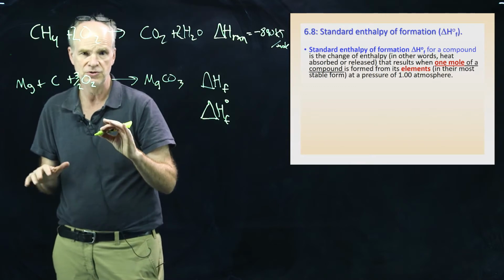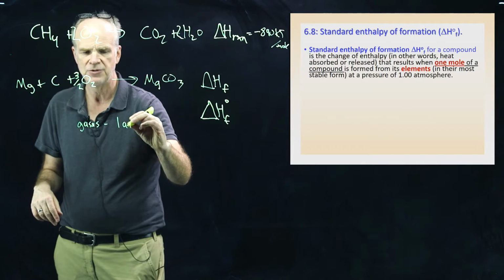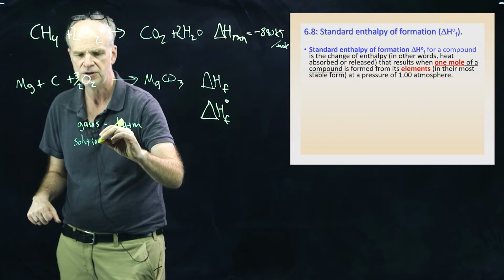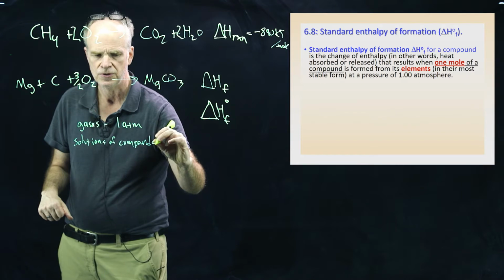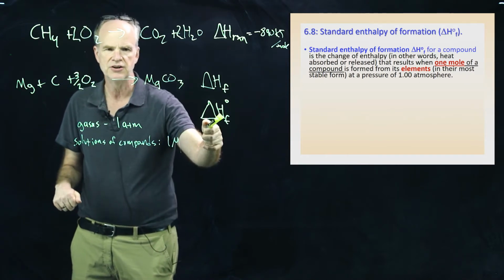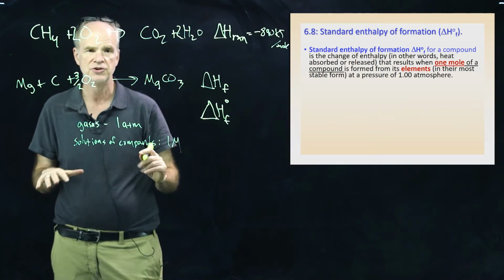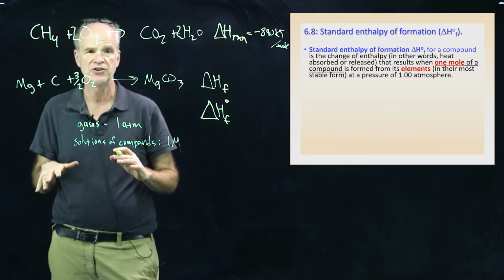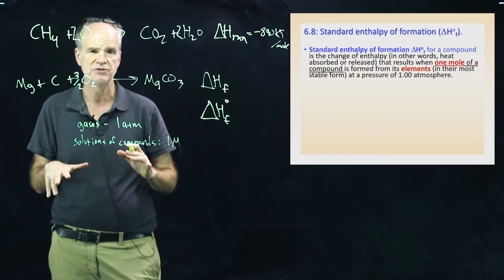For example, if you have gases, they're going to be at 1 atmosphere. And if you have solutions of compounds, they're going to be at 1 molar concentration. Now, usually under standard conditions, the temperature is not yet defined. A lot of times these experiments are done at 25 degrees Celsius, which is a little bit above room temperature. 25 degrees Celsius is 298 degrees Kelvin.